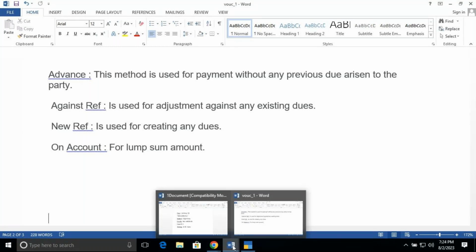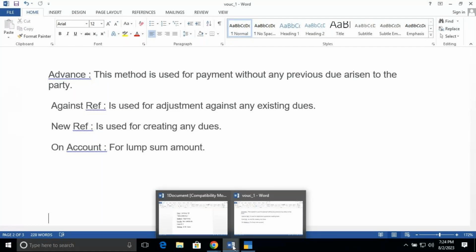I told you we have some 20 lakhs of excess surplus money in our business. So I called up Alpha Traders and told him, I'm sending you a 20 lakh check. You receive it as an on account reference. I'll tell you to which bill you have to adjust.